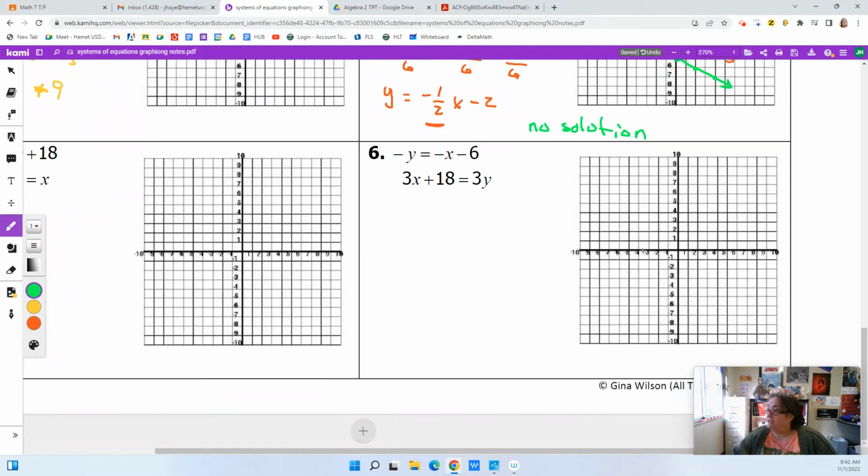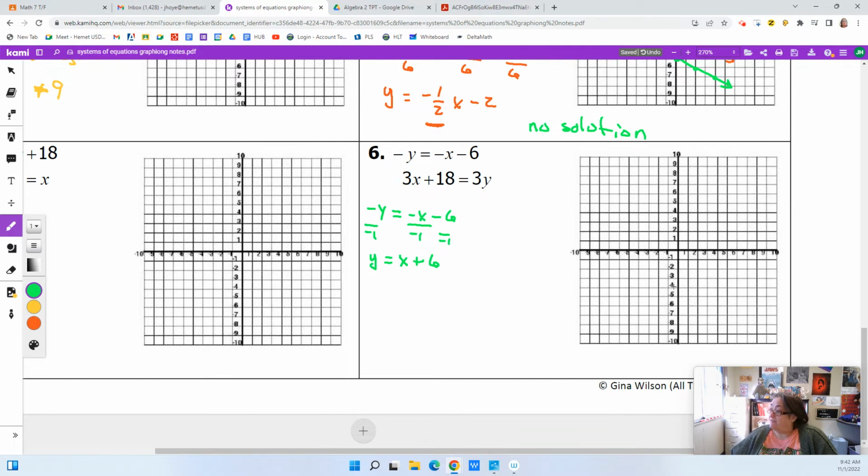Let's quickly look at number 6. If we look at that first equation, minus y equals minus x minus 6, this is almost in slope-intercept form, except we have a negative y. So I'm just going to divide everything by negative 1. And all that really does is change the sign of everything. So this becomes y equals x plus 6.